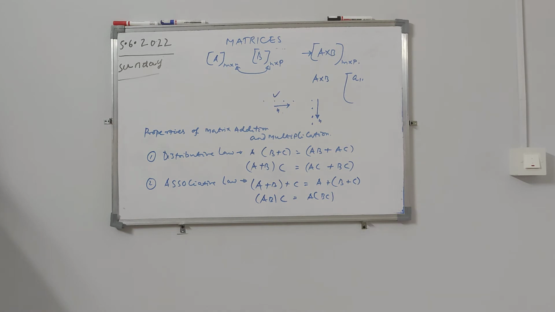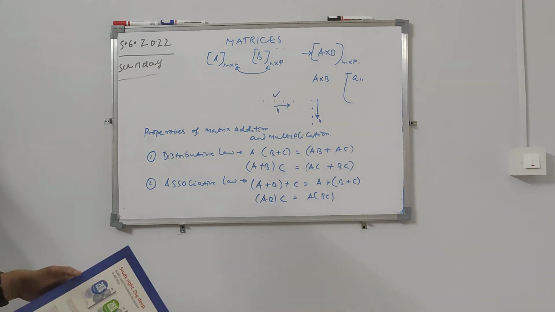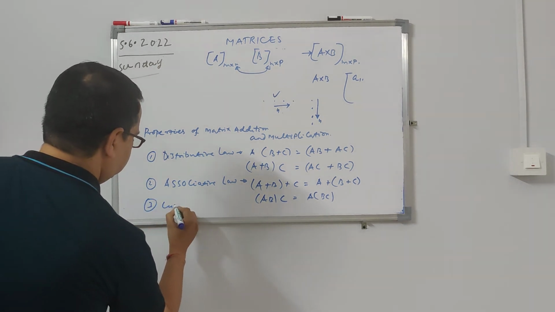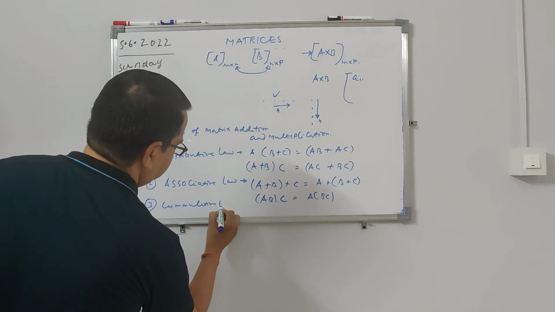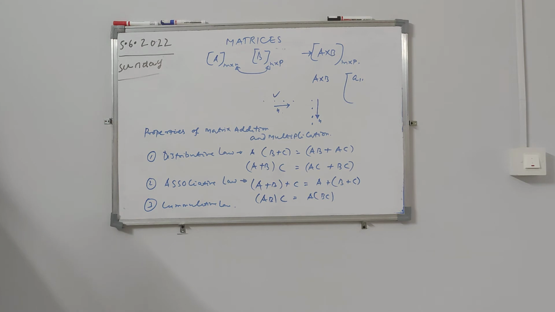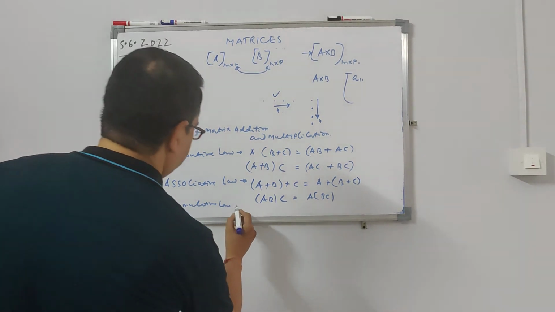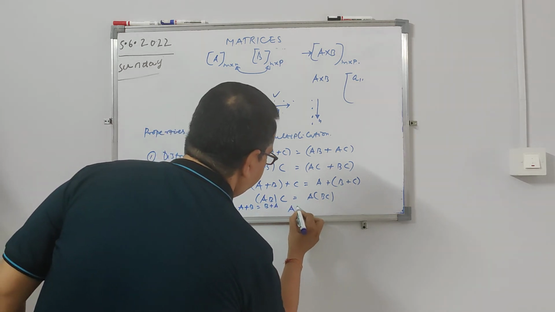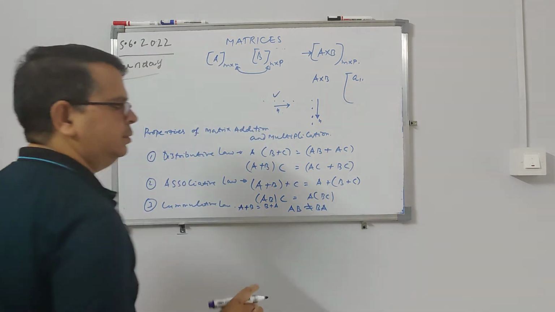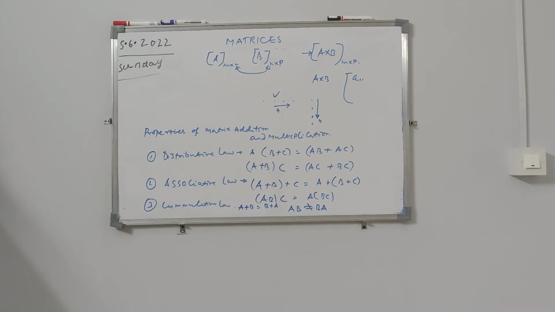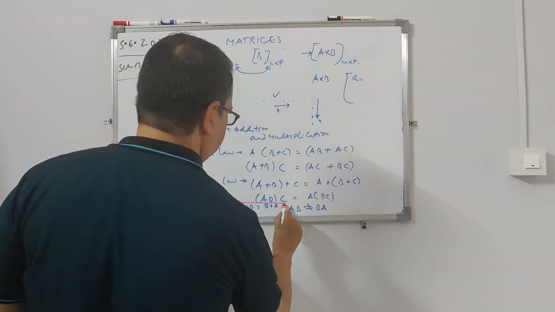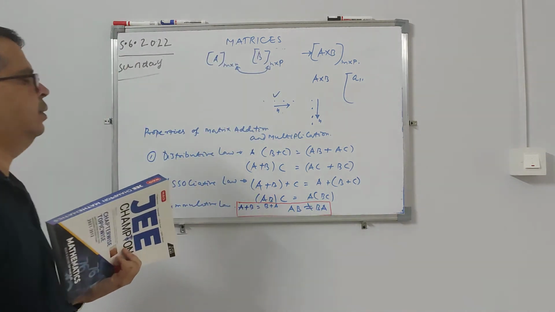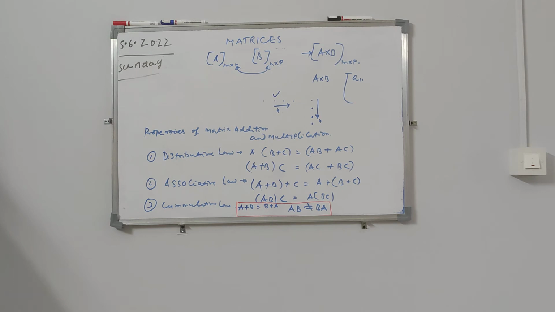And then the commutative law. In commutative, one has to be very careful. Addition is commutative, but multiplication is not. Addition is commutative, like A plus B is equal to B plus A. Multiplication, AB is not equal to BA. So there can be an MCQ on whether matrix multiplication is commutative or not. Matrix addition is commutative, but matrix multiplication is not commutative.